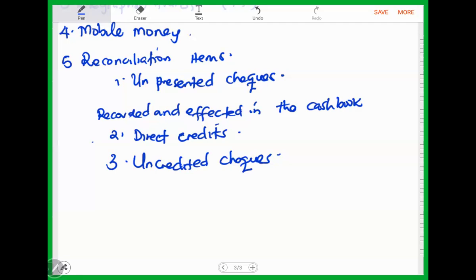I want you to draw a difference between unpresented checks. Unpresented checks are given to those that are paid: the suppliers, the trade payables, those who are supplying you with goods. These checks remain unpresented by them. When it comes to uncredited checks, it is our customers who are paying us. They give us checks, but we record them, and by the time we reconcile, we have not taken them to the bank for transfer into our account. So there is no credit in our account for such money that has been received.